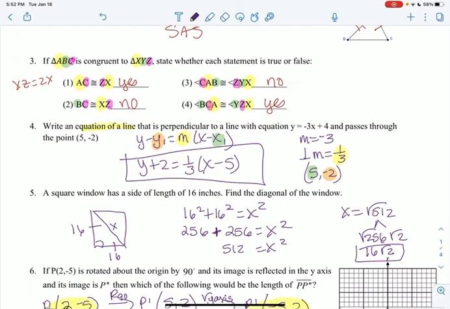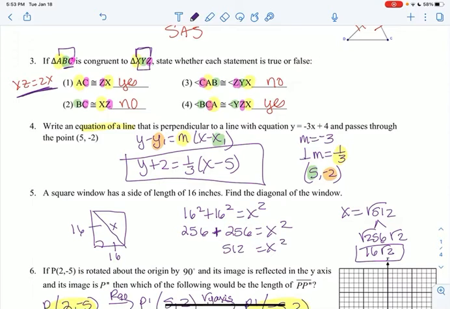So AC is congruent to ZX. That's actually okay because ZX is the same exact thing as XZ. But AC is the first and the third letter, and ZX is the third and the first. All right. Choice 2, BC is congruent to XC. That's no. BC is the second and the third letter, and XZ is the first and the third. So that's why that's a no.